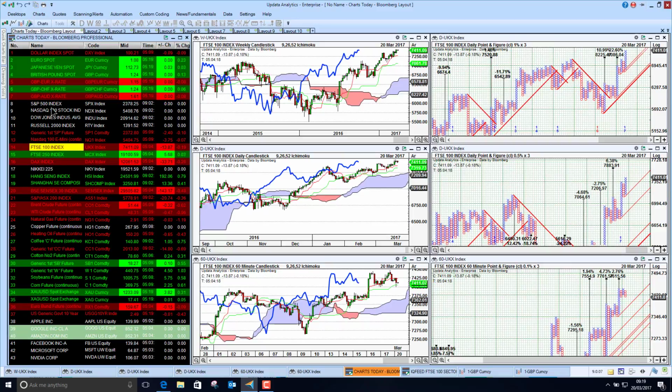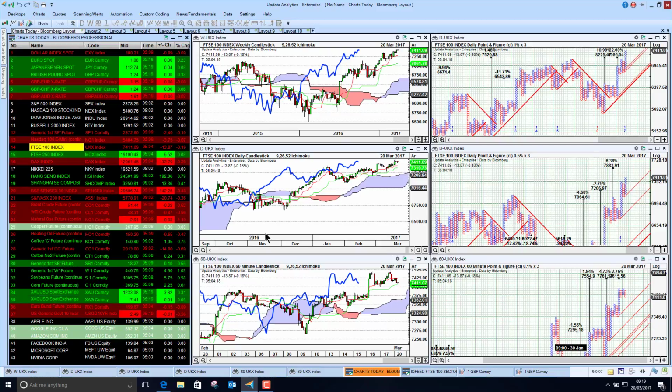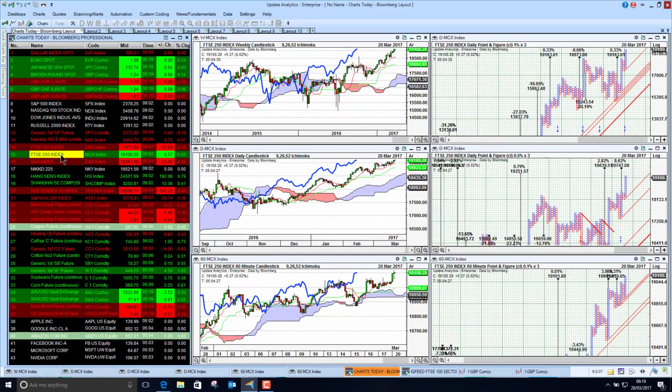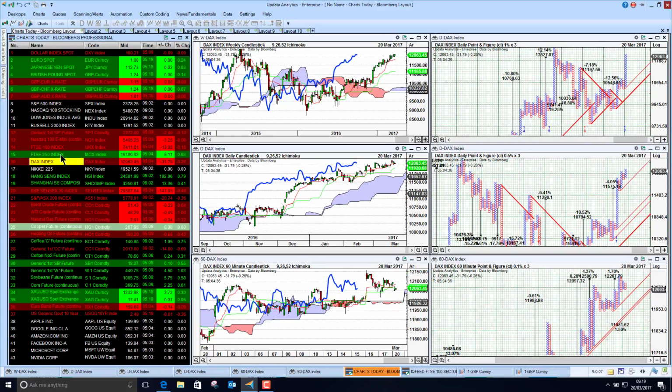FTSE made new record highs last week, just off a bit this morning, but we've got quite a lot of short-term upside targets here now for FTSE. And the FTSE 250 also looking pretty bullish there as well. Taking a look at the DAX, that's bullish above the cloud.